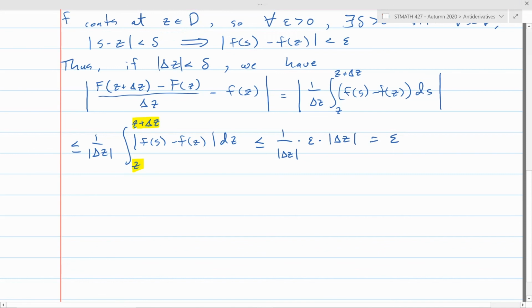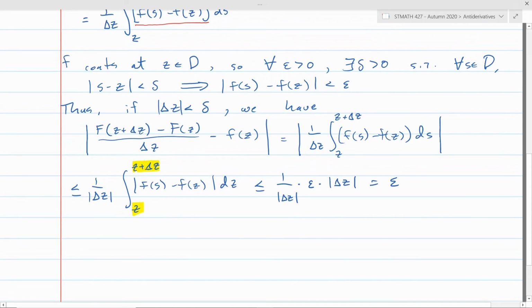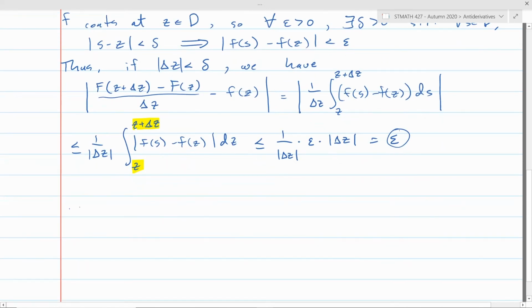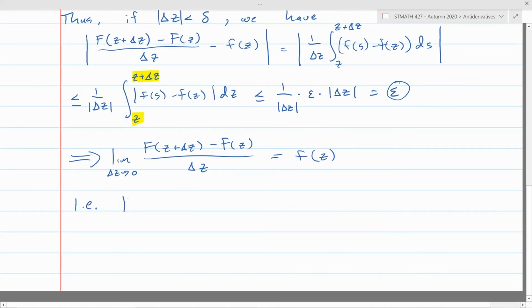So you see what we showed: whenever z was close to z plus delta z, in other words, delta z is going to 0 in modulus, the difference between the difference quotient and f of z becomes minute. It's less than epsilon. So that tells me that when I take the limit as delta z goes to 0 of big F of z plus delta z minus big F of z over delta z, I get little f of z. So i.e. big F prime of z equals little f of z when z is in D. And that finishes the proof.